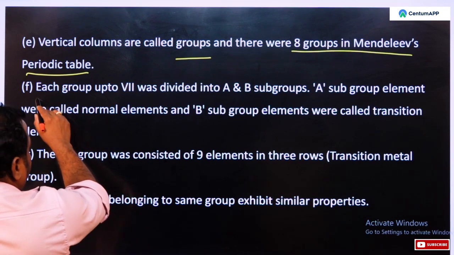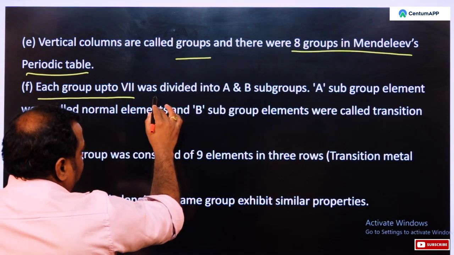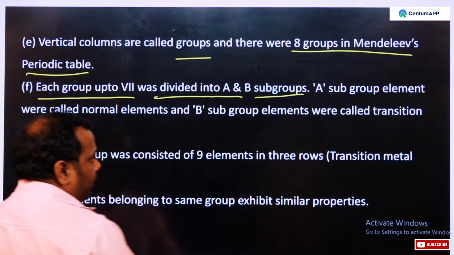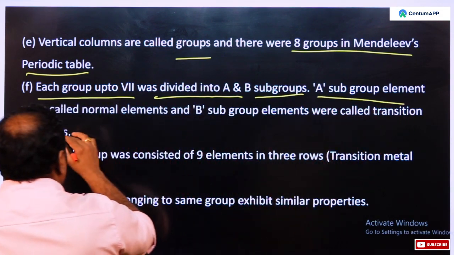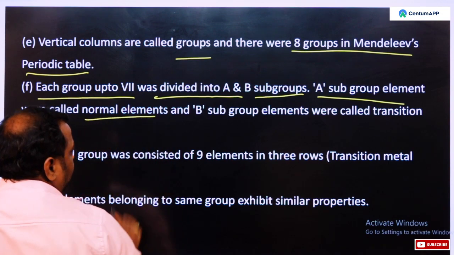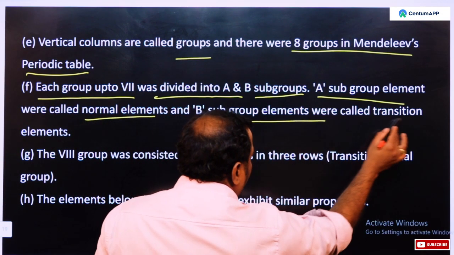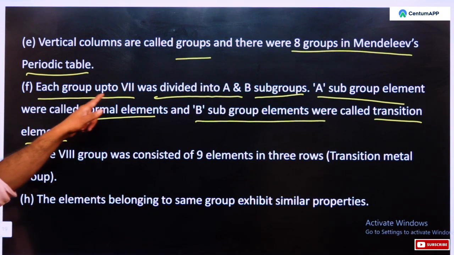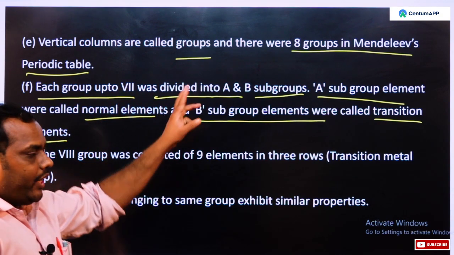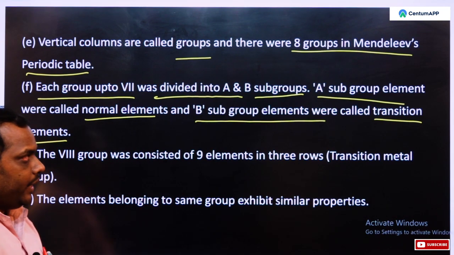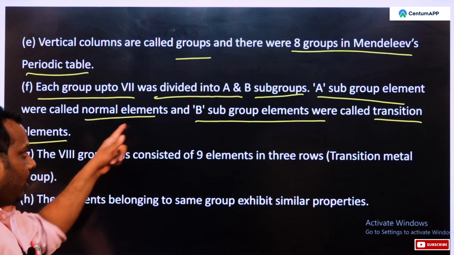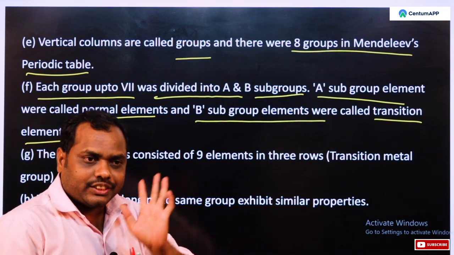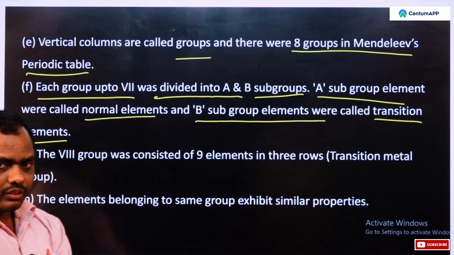Each group up to 7 was divided into A and B subgroups. A subgroup elements are called normal elements. B subgroup elements are called transition elements.